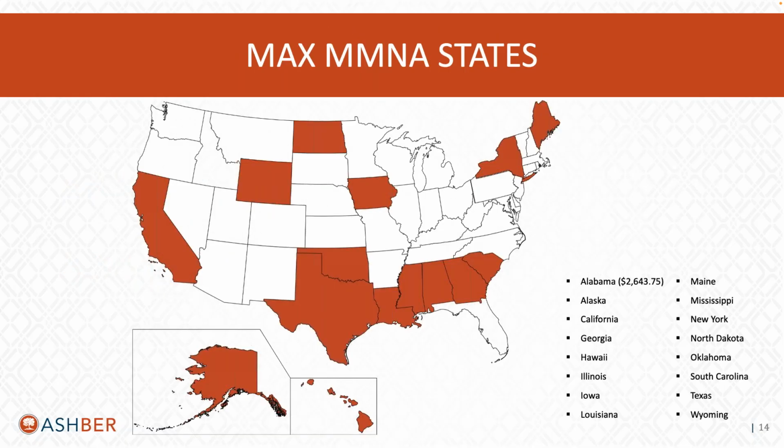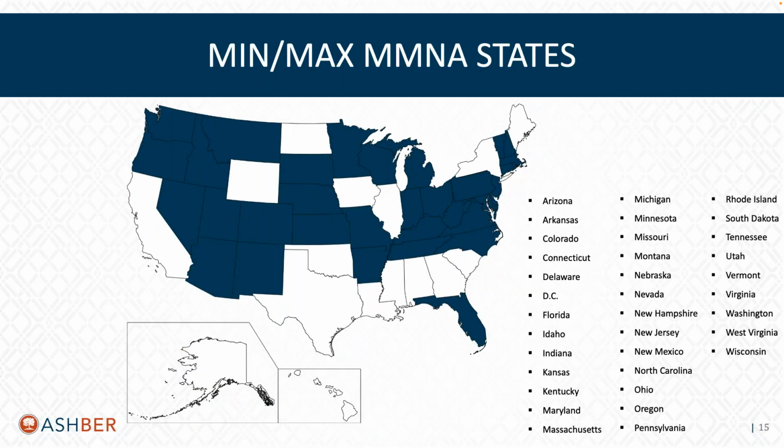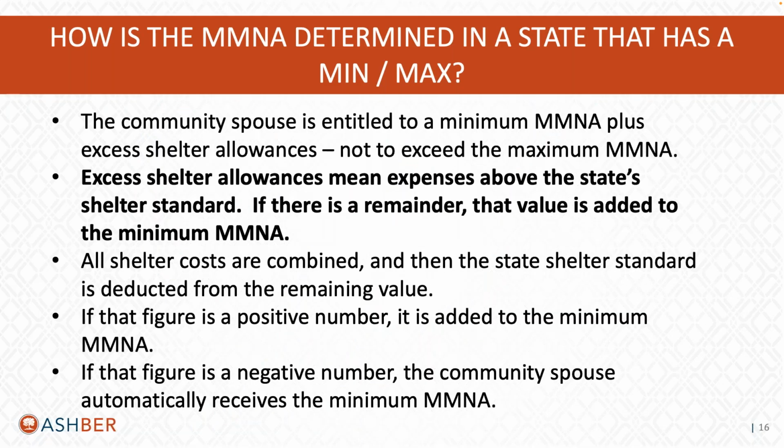And so these next two slides are just lists of your minimum maximum states and your max only states. As you can see, the majority of the states are going to be minimum maximum states, and we do this calculation on a per client basis. So one more slide here before we start to get into the case examples. As I may have mentioned, this is going to be a heavy case example presentation.